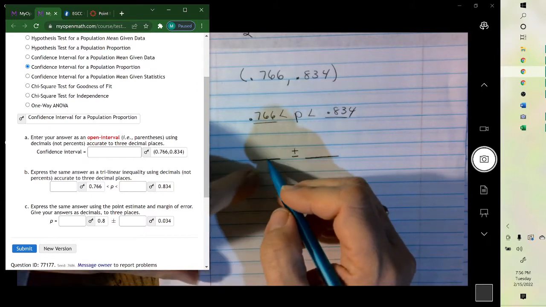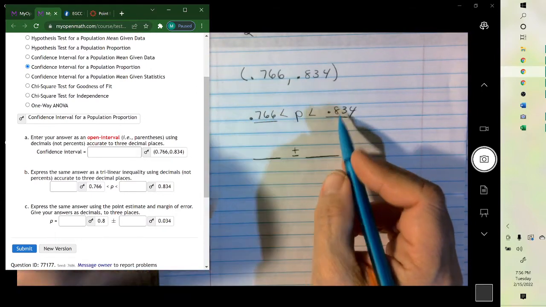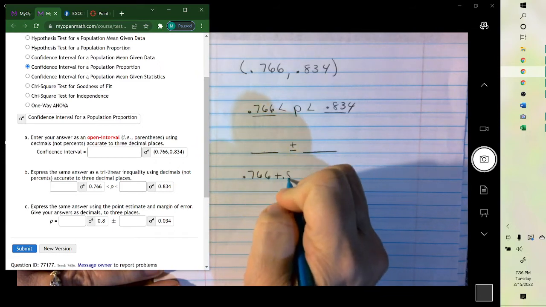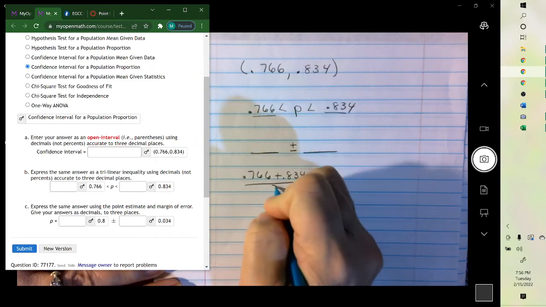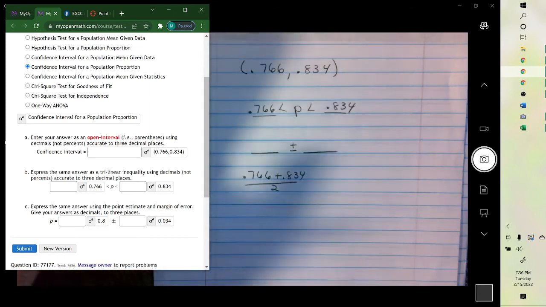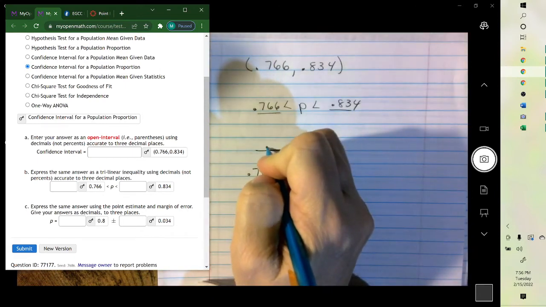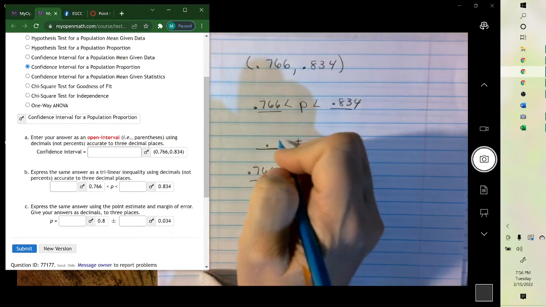Now, to get the first value, you add these two together and divide by 2. So if we take 0.766 plus 0.834 and divide by 2, we get 0.8, which is what they have.